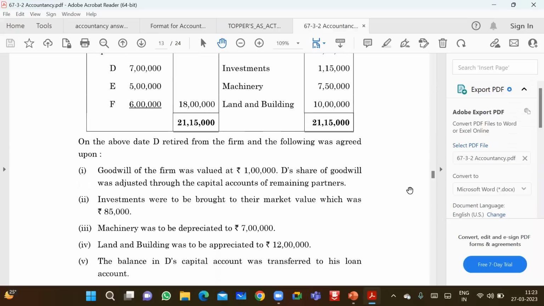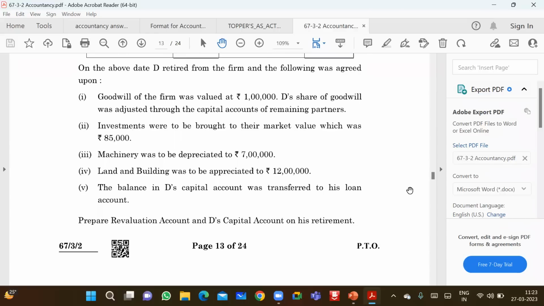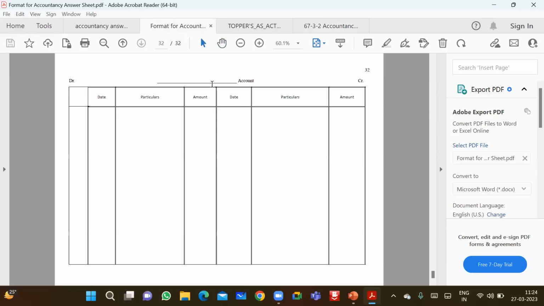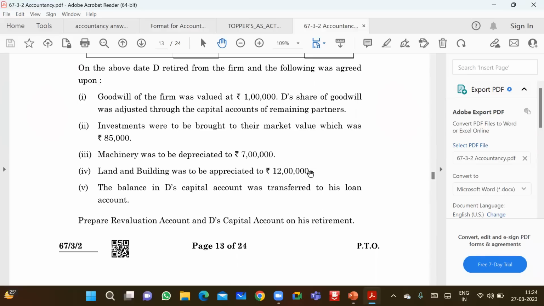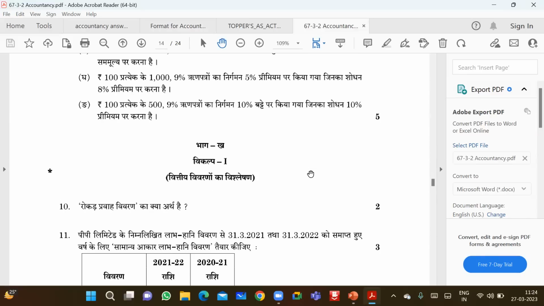And here in the alternative part, it is asked to prepare a revaluation account and then D's capital account. The revaluation account carries one amount column on the left and right hand side. Similarly, D's capital account carries one amount column on the left and right hand side. So this question can easily be attempted in the printed format. In the printed format, just like here, you can see the account format is given. So on one page, you can prepare the revaluation account. On another page, you can prepare the capital account easily. So you don't need to use the rule sheets here. And now let's move to the next question.